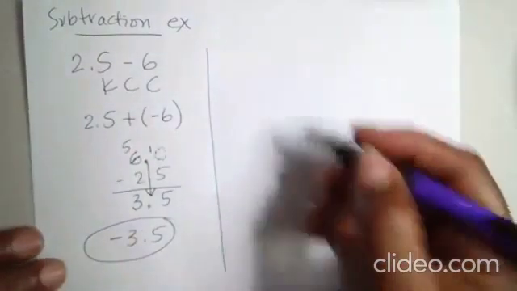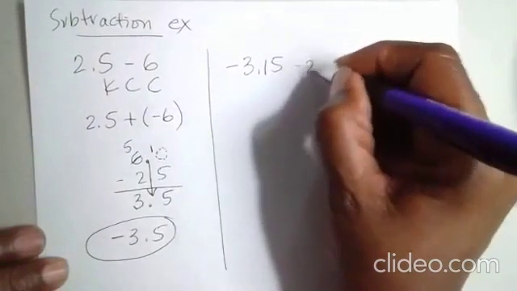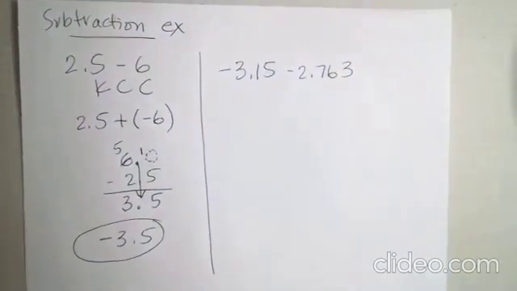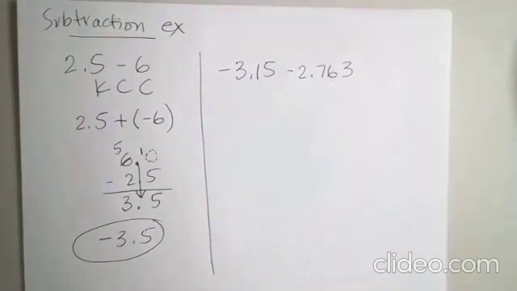Another example. Negative 3.15 minus 2.763. Working with decimals. Whew, we're having fun. Many times we incorporate decimals when we're talking about money.